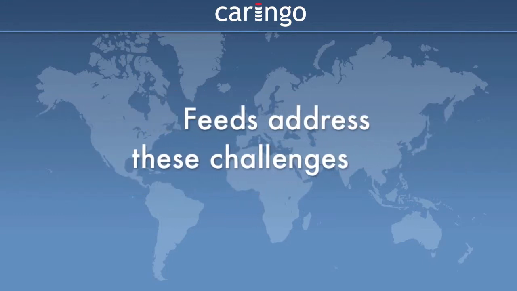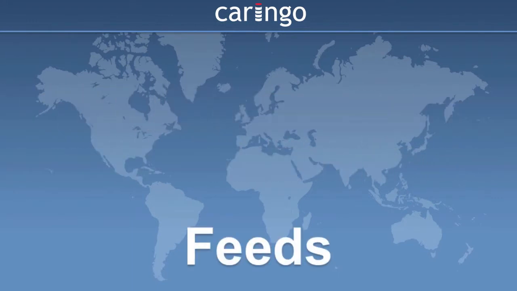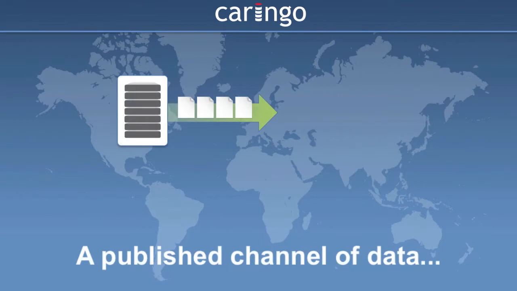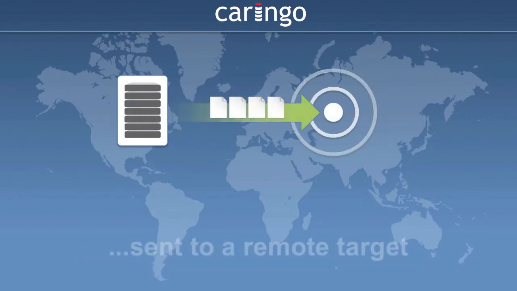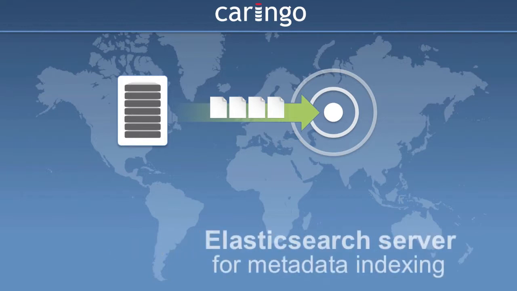Feeds address these challenging needs in an easy-to-use way that's native to CAStor. As you might guess from the name, a feed is basically a published channel of cluster data that is sent to a remote target. Currently, CAStor supports sending feed data to either a remote CAStor cluster for remote replication or an Elasticsearch server for metadata indexing.